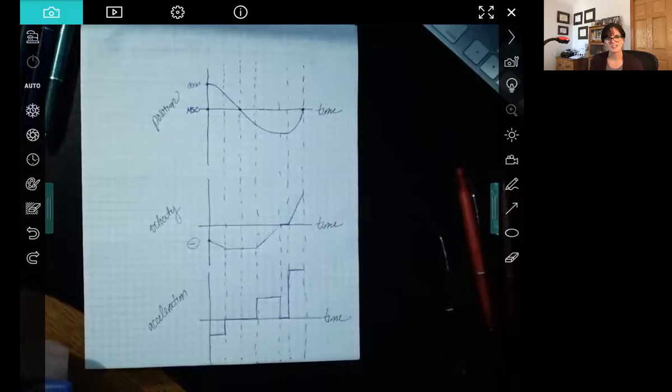Or we can talk about it in terms of what direction are we moving? Are we speeding up or slowing down? And that, of course, gives rise to the acceleration.